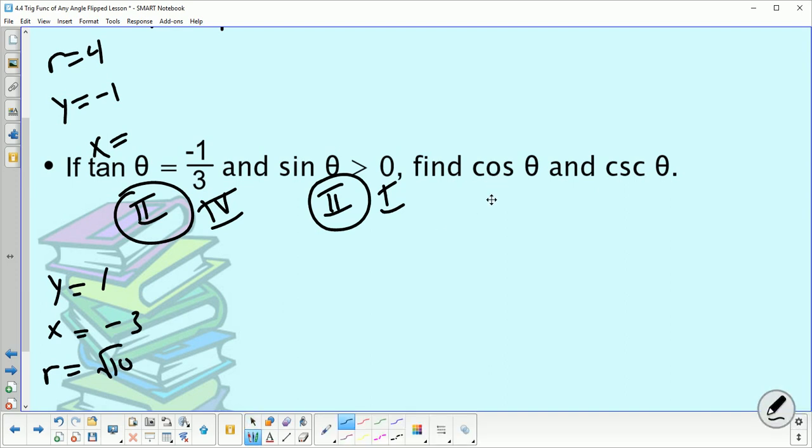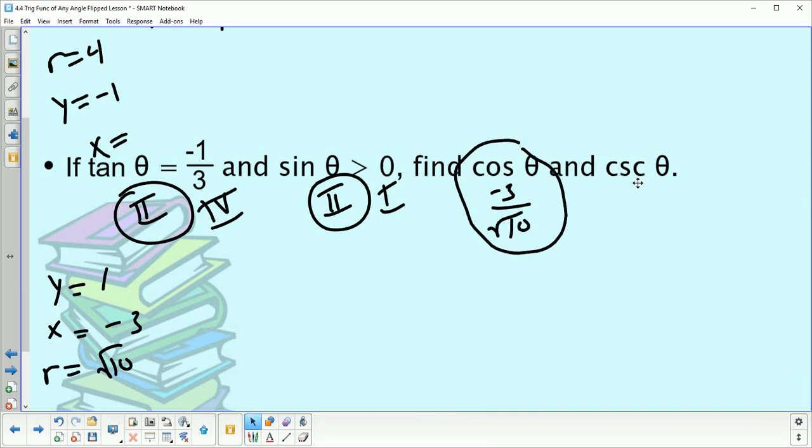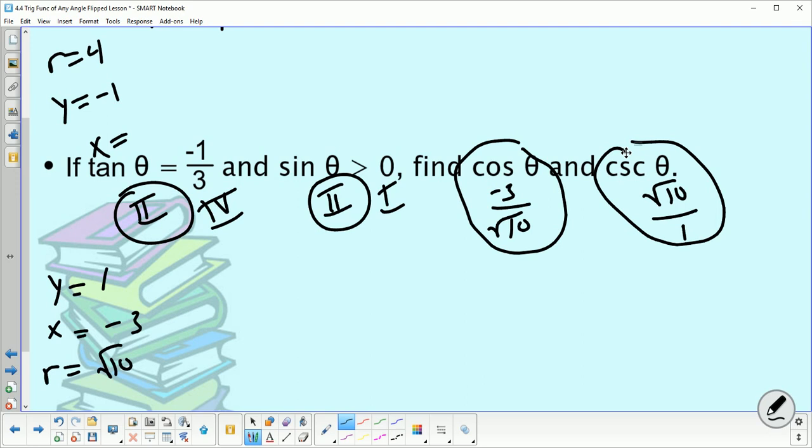And now we can figure out cosine, because we know that that is x over r, so that would give us cosine. And we can figure out cosecant by saying that that is r over y, so square root of 10 over 1, and that would give us cosecant.